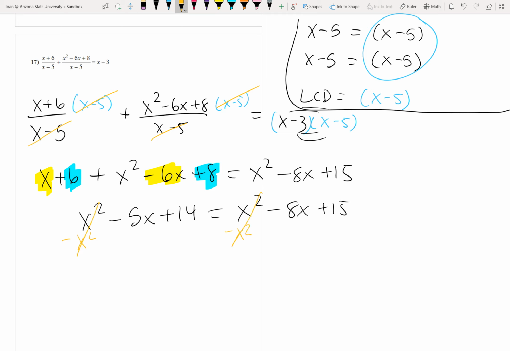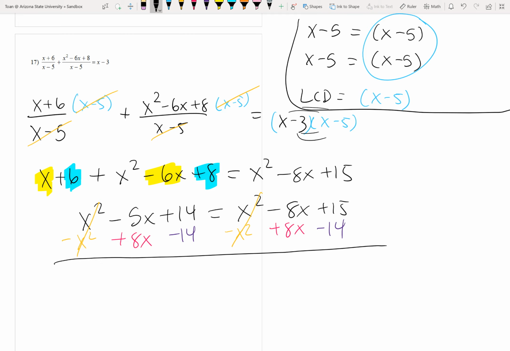So let's get all the x's on one side and the numbers on the other, which means I'm going to add the 8x over and subtract the 14 over. Three steps at once. Doing pre-calculus now. So we have 3x equals, what's that, 1? So x equals 1/3.